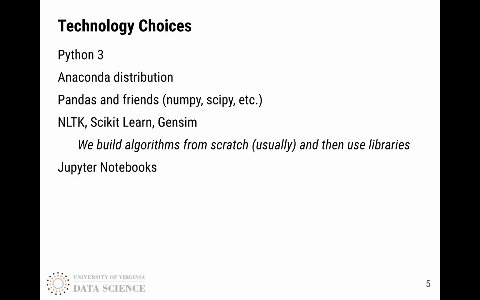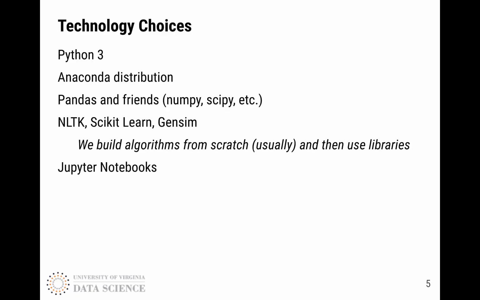And of course, this means using other libraries such as NumPy, Numeric Python, which is focused on linear algebra, SciPy, or Scientific Python, which provides a lot of libraries such as a statistics library and so forth, and other libraries as well. And beyond that, we're going to be using some specific text analytics libraries such as the Natural Language Toolkit, or NLTK. Scikit-learn has a lot of text analytics stuff, and then there's Gensim, which provides tools for developing Word2Vec models, topic models, and so forth.